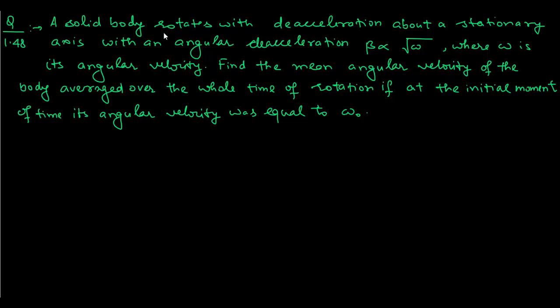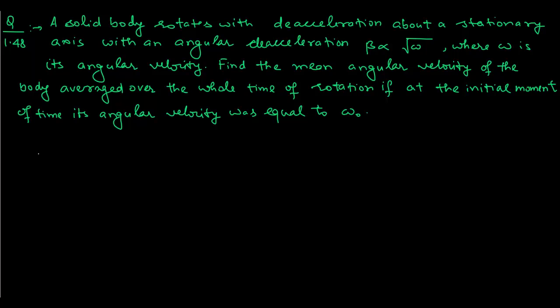A solid body rotates with deceleration about a stationary axis with an angular deceleration beta proportional to under root omega, where omega is the angular velocity. Find the mean angular velocity of the body averaged over the whole time of rotation if at the initial moment of time its angular velocity was equal to omega naught.